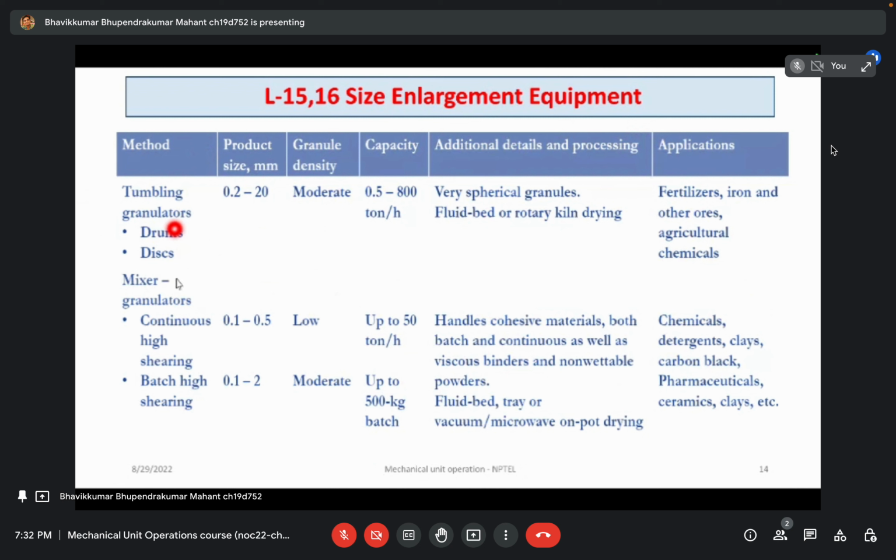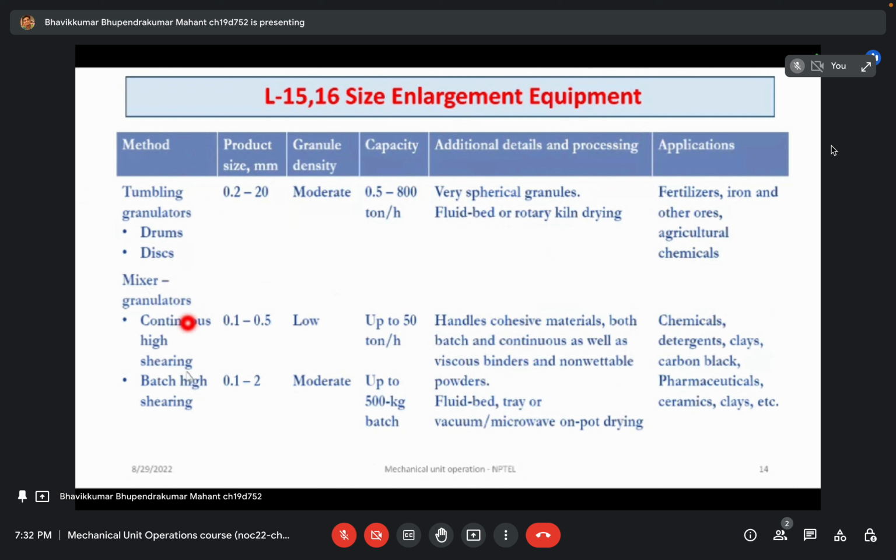The first is tumbling granulators. The tumbling process is used for making the granulation. In that there are two different methods. Drums can be used, and the granular density is moderate, the particle size is around 0.2 to 20 mm, capacity is 0.5 to 800 ton per hour, and spherical granules you can get in this tumbling. So there may be an equation on the basis of spherical granules, and the application is in fertilizer and others.